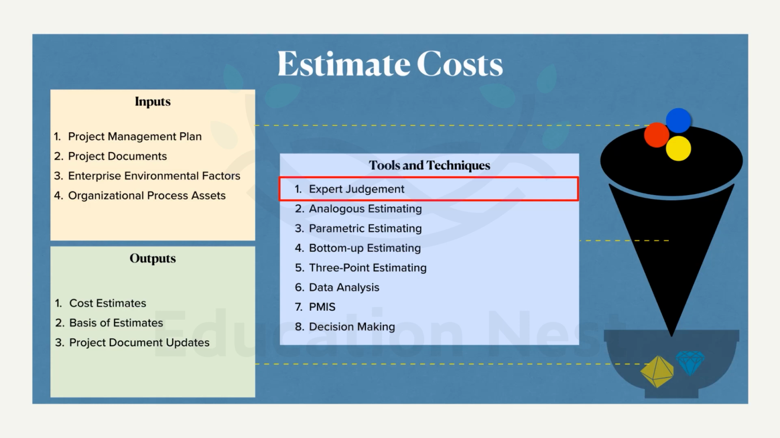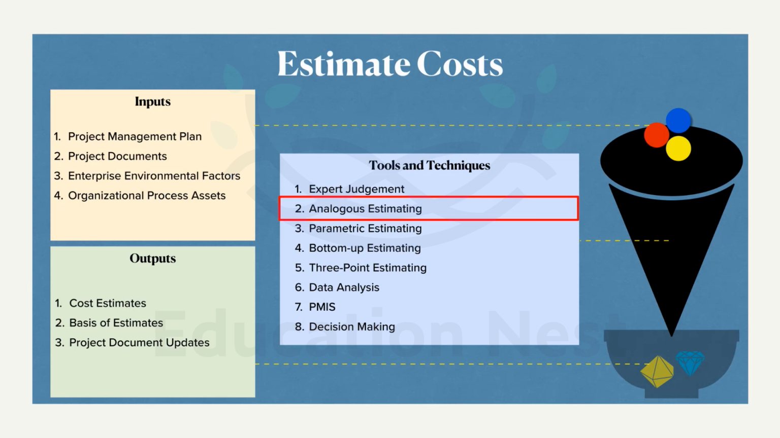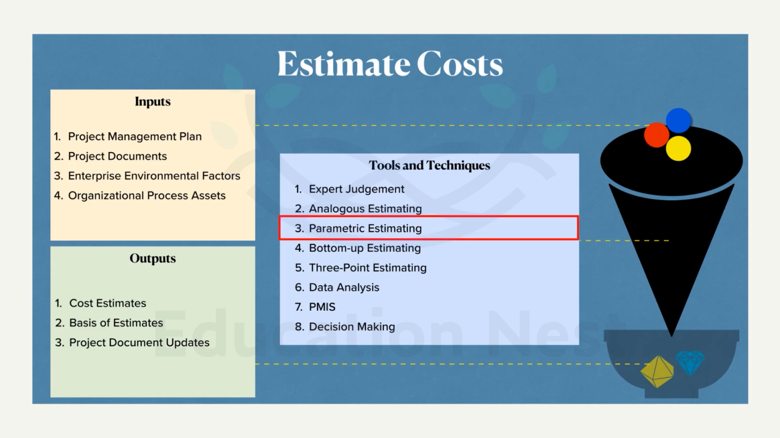So the next tool is analogous estimating. Analogous estimating, I think we have learned in the previous process. This is nothing but getting the experience from the previous project and then estimating the current project. So kind of copy paste. This is just an estimation, not the actual value. So not exactly the copy paste. Then parametric estimation: this same experience plus statistics, that is the parametric estimation.